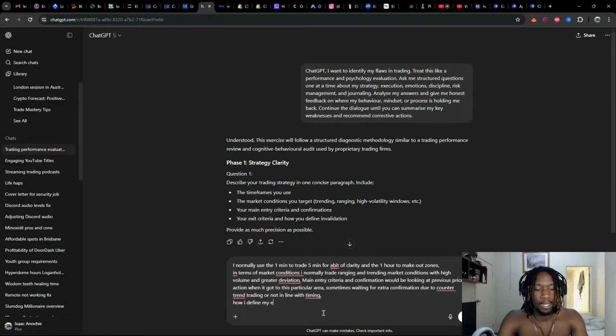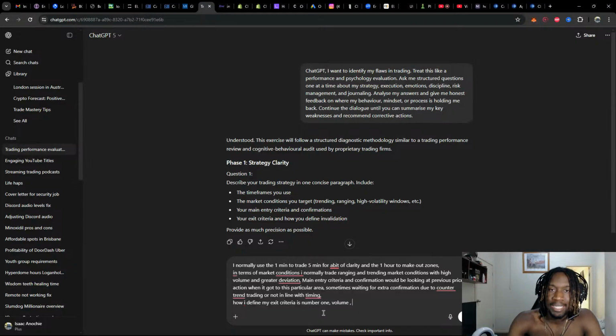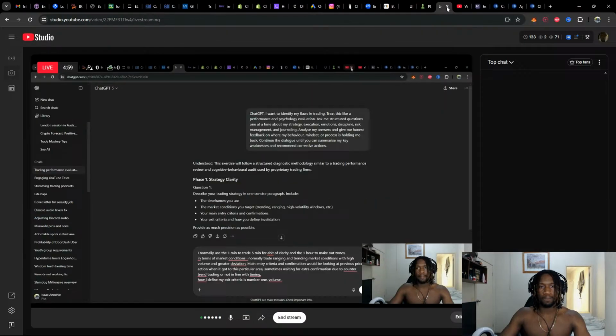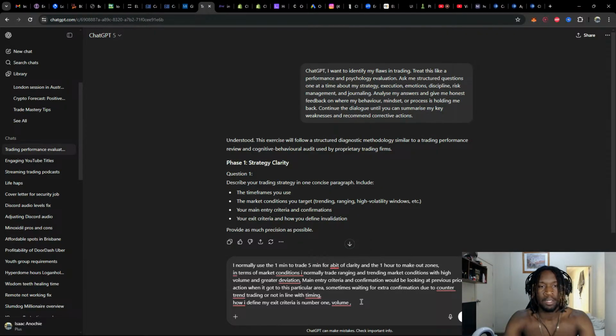How I define my exit criteria is, number one, volume. What else do I do? I wait for volume, because if price is having a lot of volume, I would not put my TP there. What else? What do you call it when you hit a certain area? Let's just say you have a TP in mind here. Actually, I'm just going to say I never have set TP areas, only a mental TP.